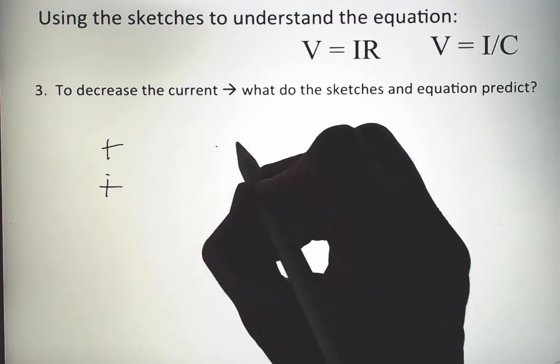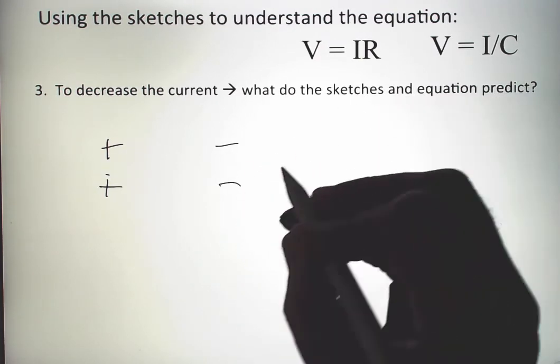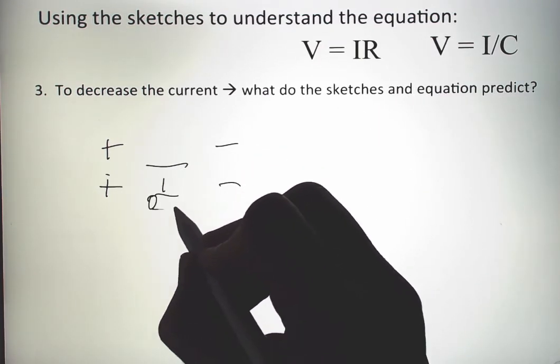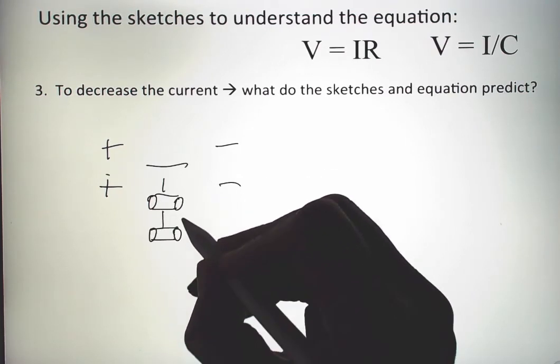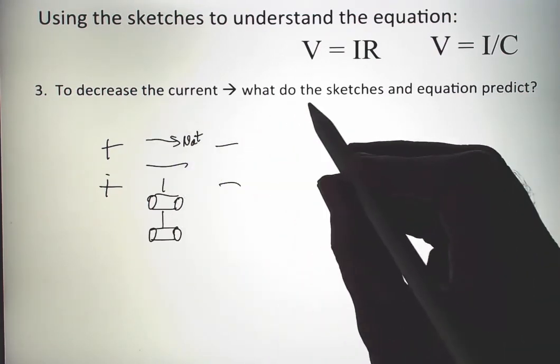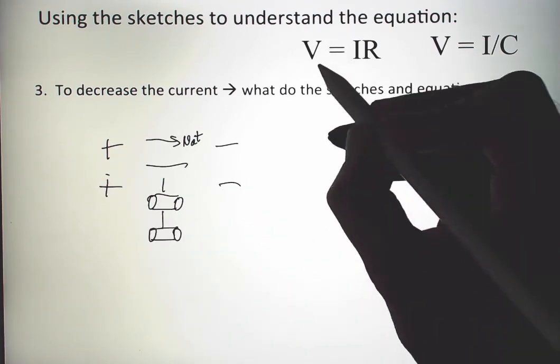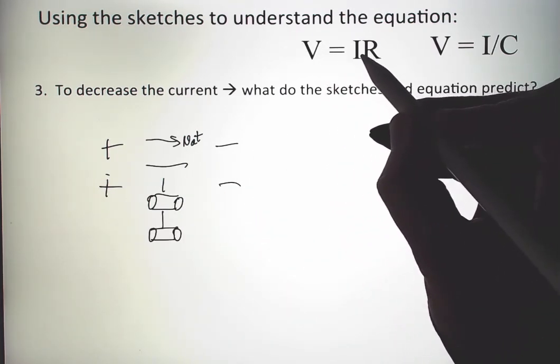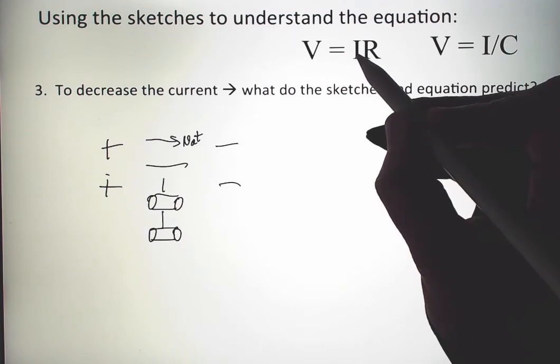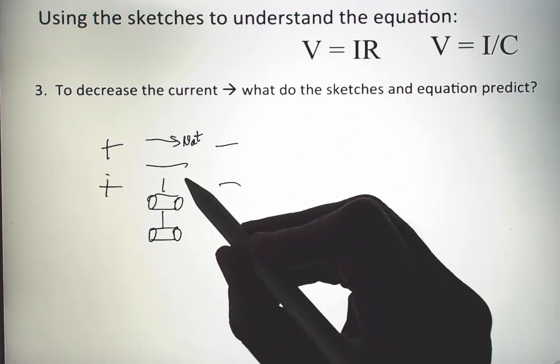So again, we start with our charge difference, that's our voltage. We have a particular conductance. We have a particular current. We want to decrease the current. What could we do? Well, we could cut the voltage in half. If we cut the voltage in half, then we'd need to cut the current in half for the equation to be true, and that makes sense.